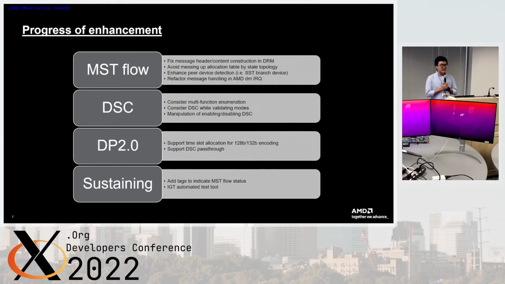And as for sustaining, we are proposing a way to add tracing into the steps that I just described in the previous slide, so we can record whether each MST step gets completed successfully or not. Based on that, we are developing an IGT test, with which the driver will trigger hot plug virtually, go through all the steps, and monitor whether each step gets completed successfully or not. Hopefully we can then catch any regression immediately.